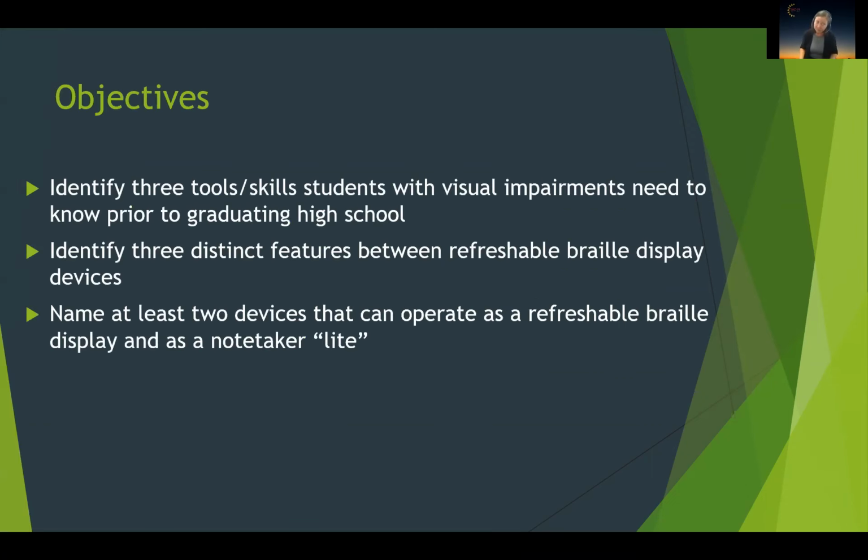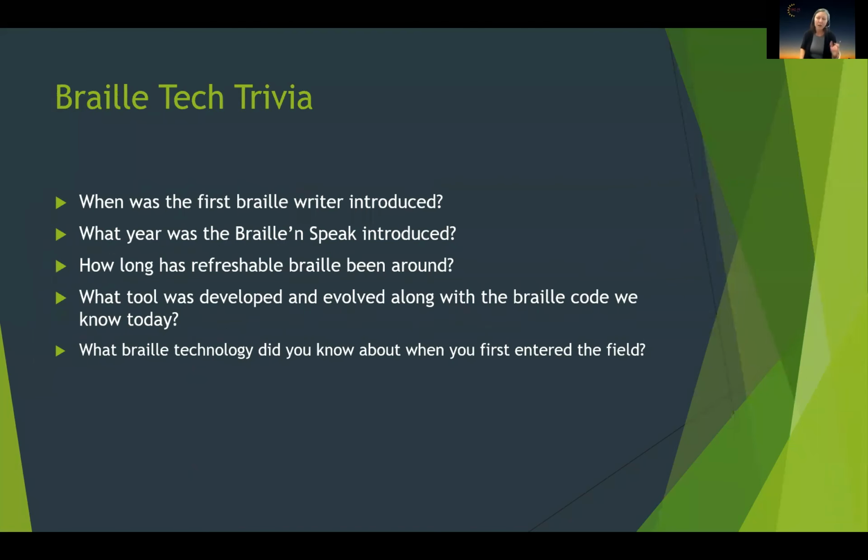for your student. The objectives for today are to identify 3 tools or skills students with visual impairments need to know prior to graduating high school, so what our students need to know to be successful when they graduate to reach their post-secondary goals. Identify 3 distinct features between refreshable Braille devices, and name at least 2 devices that can operate as a refreshable Braille display and as a note taker "light." Light is in quotes because it's not exactly a refreshable Braille display, and it's not exactly a Braille note taker. It falls in the middle. It's a Braille note taker light. We'll talk more about that.